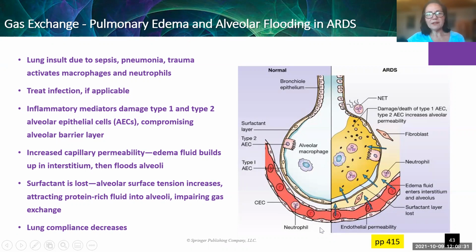When there has been an insult and the macrophages and the neutrophils get activated, they release inflammatory mediators that can actually damage the epithelial cells. So if you can see on the ARDS side, there's damage to these epithelial cells. And that damage is going to allow more fluid to pass into the alveolus. At the same time, remember the inflammatory mediators cause vasodilation and leaky capillaries. So more of the fluid is going to come out here. This is edema.